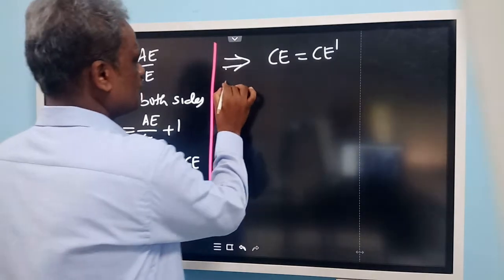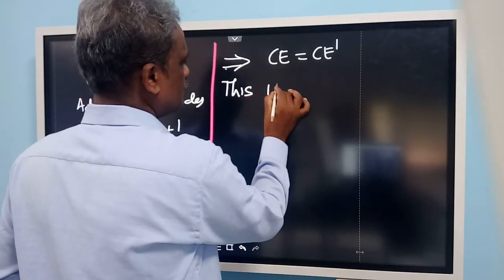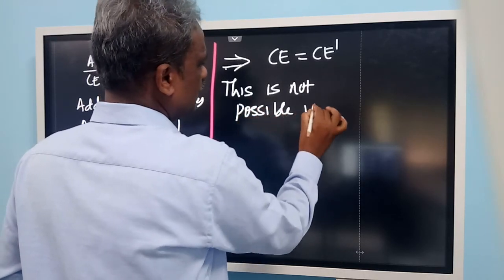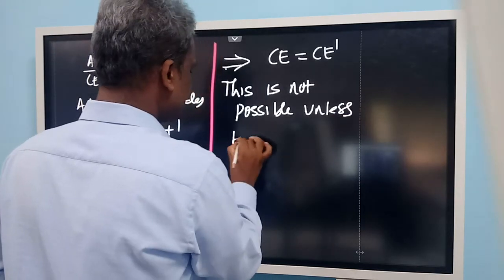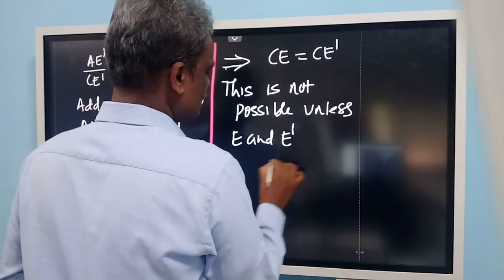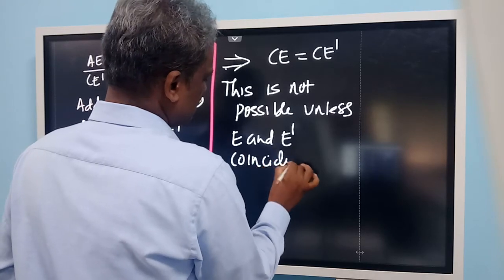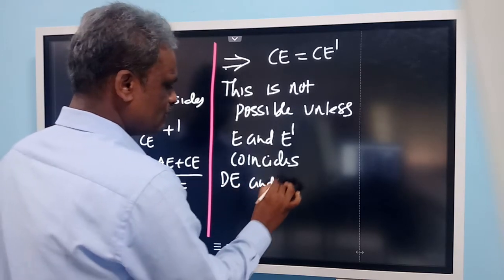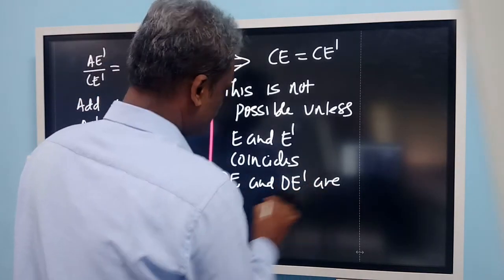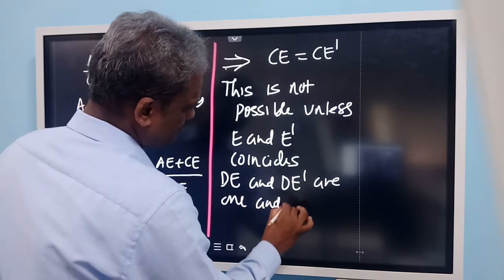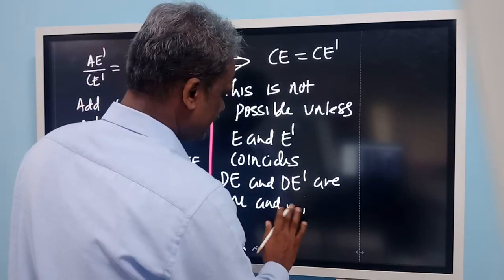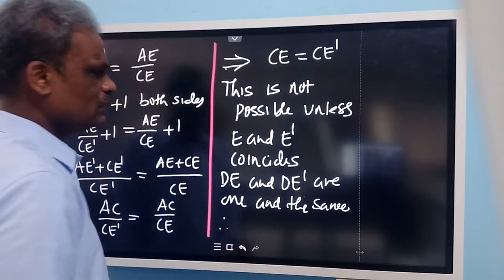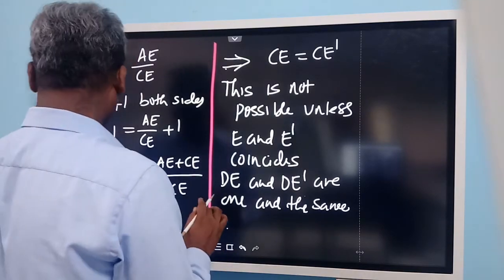So this is not possible unless E and E dash coincide. That means D and D dash are one and the same. They both are the same. So therefore, you can write DE is parallel to BC.